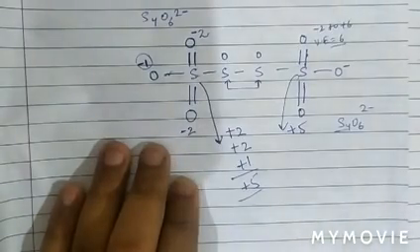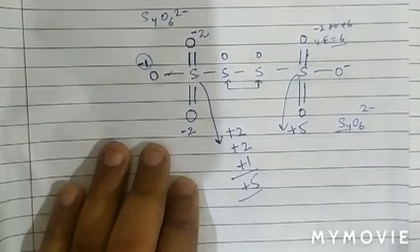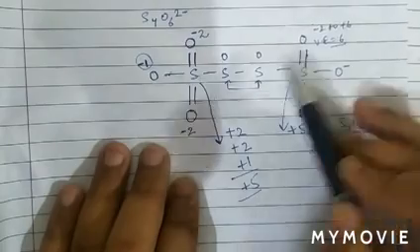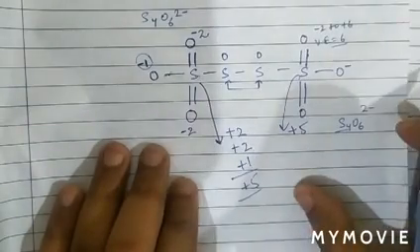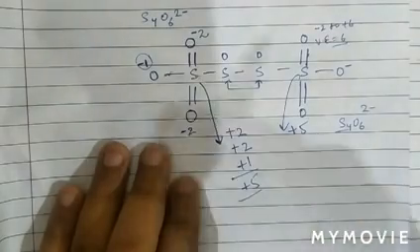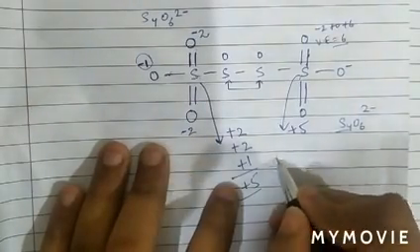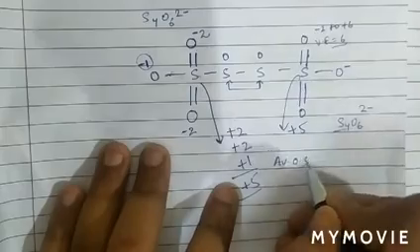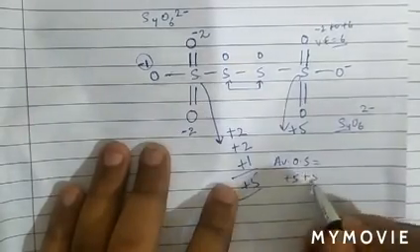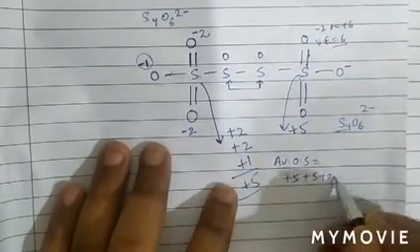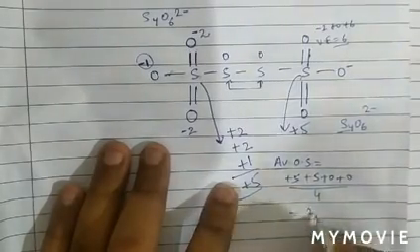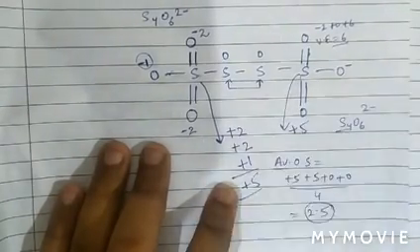So there are 4 sulfur atoms, with charges +5, 0, 0 and +5. Now we will find the average oxidation state. The average oxidation state of sulfur will be: +5 on one, +5 on another, and 0 and 0. How many atoms are there? 4 sulfur atoms. So the oxidation number is 2.5.